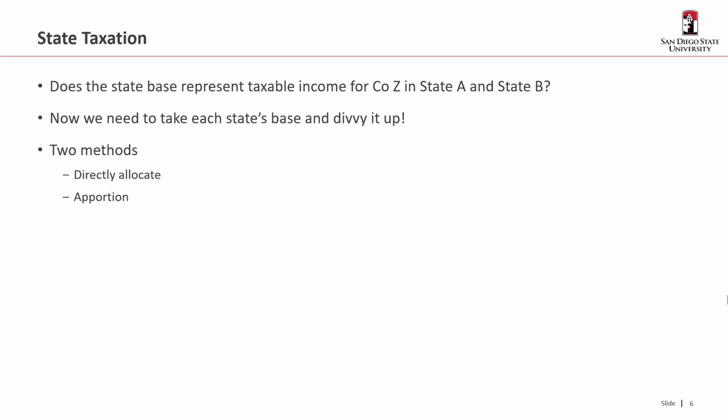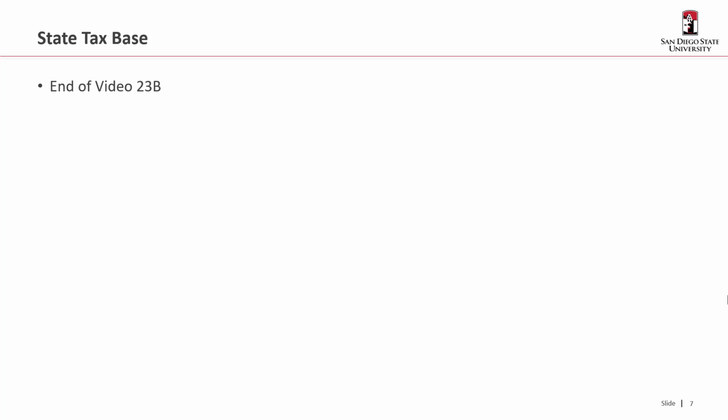There are two methods by which that is done. One is called allocation, and the other is called apportionment. And the good news is that's the next video, which brings us to the end of video 23B.